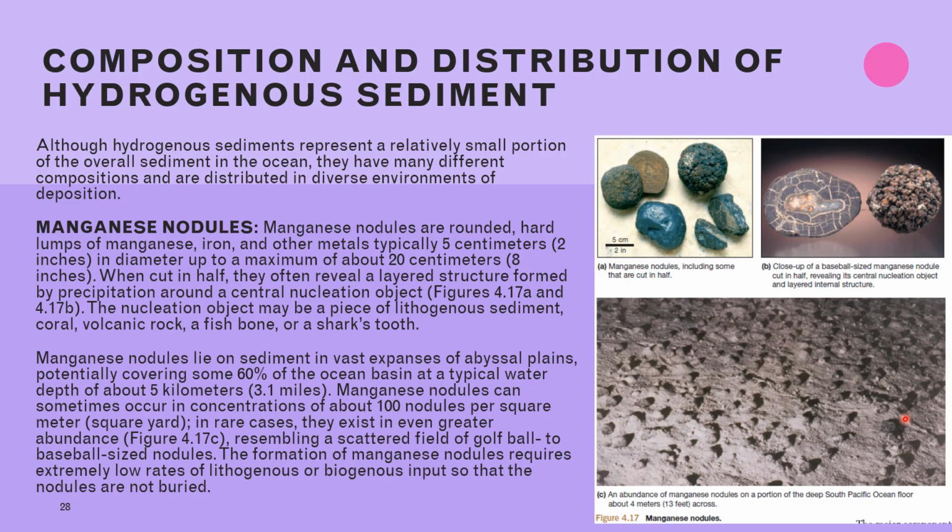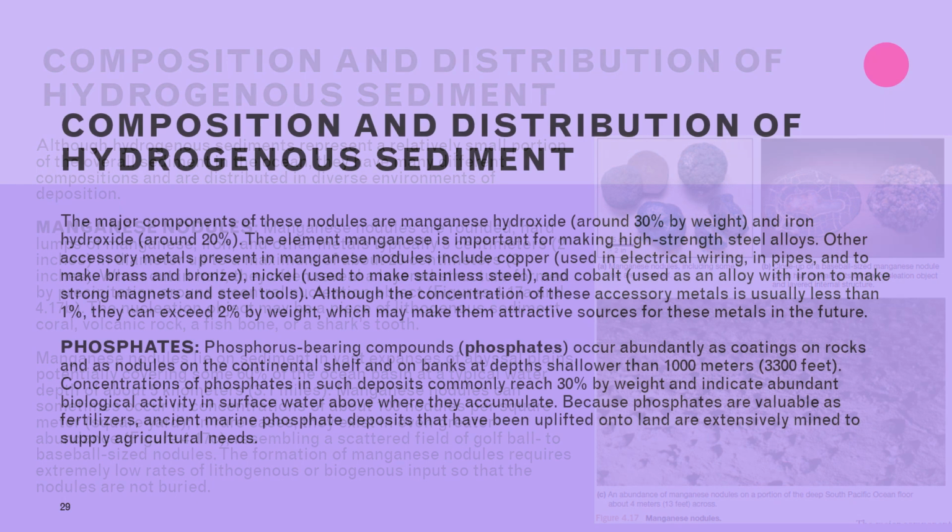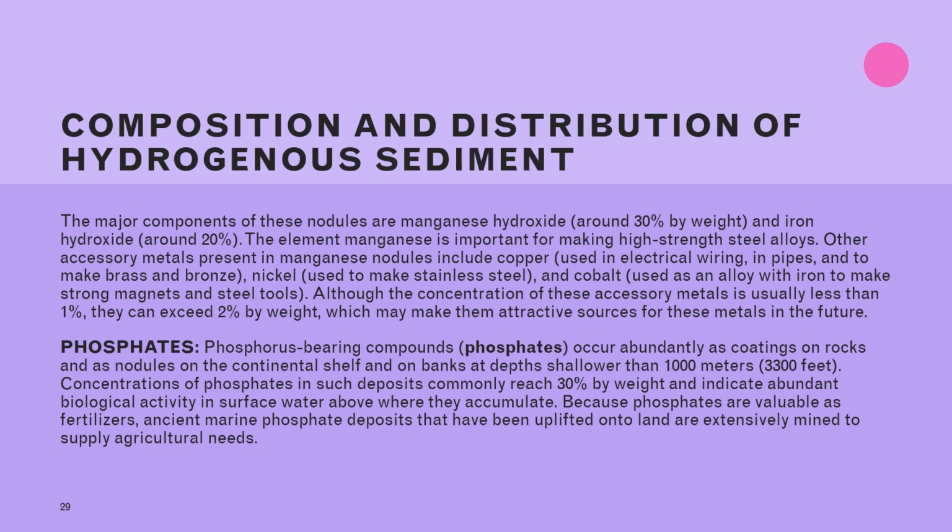Resembling a scattered field of golf ball to baseball sized nodules, the formation of nodules requires extremely low rates of lithogenous or biogenous input so that the nodules are not buried. Here you can see in this picture how these nodules are spread along the ocean floor. The major components of these nodules are manganese hydroxide, around 30% by weight, and iron hydroxide, around 20%.